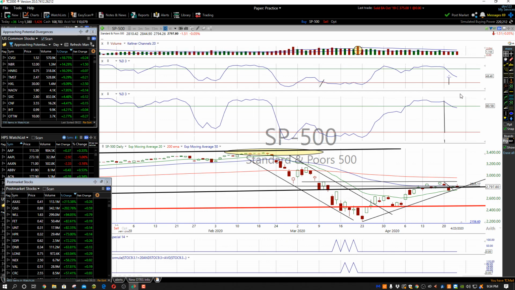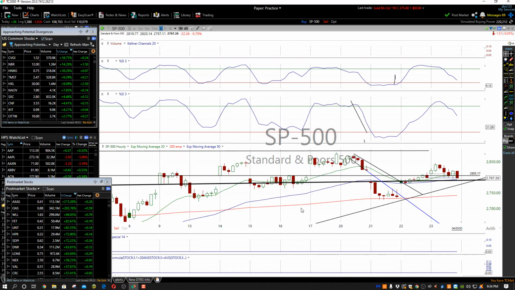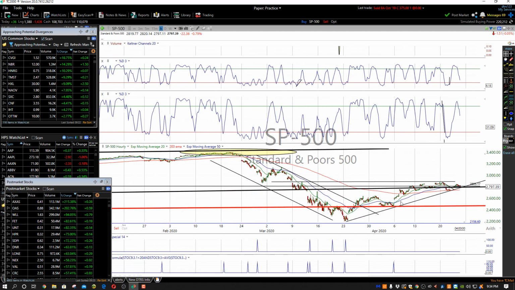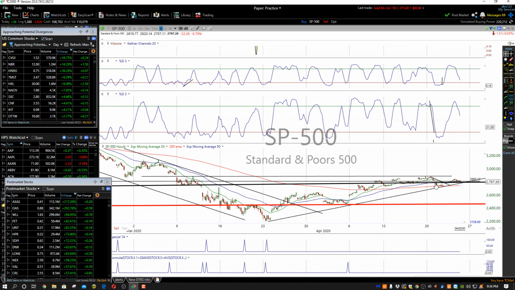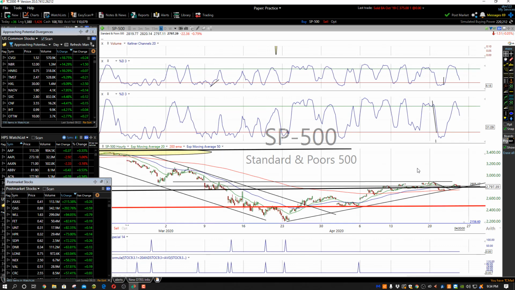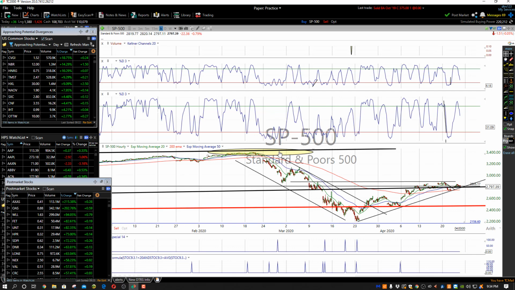Now we started to dip down on the daily. We held that trend line. It's just an area where the market seems to be, it looks like a good pullback area, but I think a lot of people are expecting that, and the market's doing a good job of faking everyone out and continuing to move higher. I'm actually bullish on the market right now.